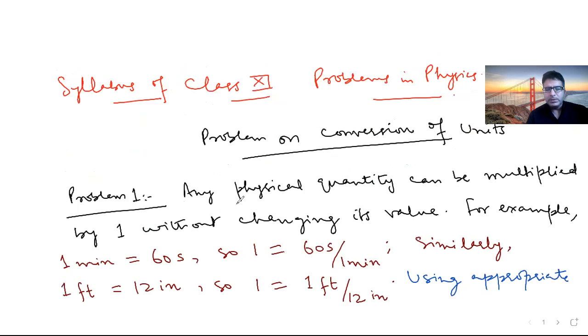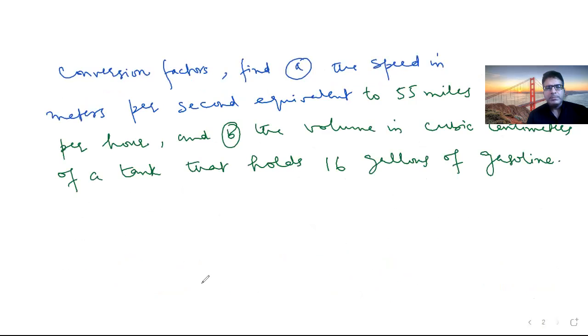I will repeat the question. Any physical quantity can be multiplied by 1 without changing its value. For example, 1 minute is equal to 60 seconds. So we can write 1 equal to 60 seconds over 1 minute. And we can write 1 equal to 1 foot over 12 inches, as 1 foot contains 12 inches. So after this information, the problem says use the appropriate conversion factors and find the speed.